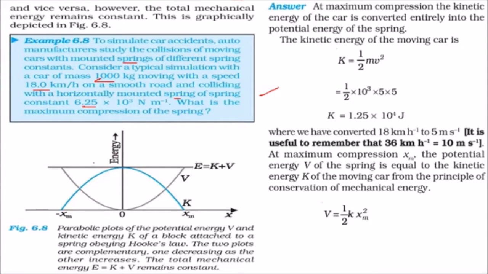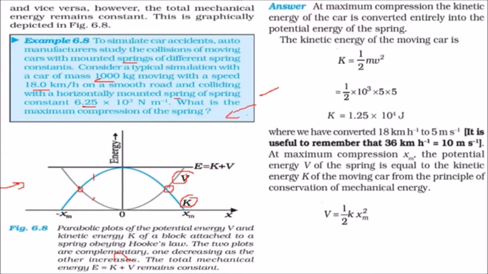This is a diagram. Before going ahead with the answer, let me tell you one more thing. This is the parabolic plot of kinetic energy, which depends on the velocity, and this is the potential energy, and these obey Hooke's law. Every time, when this is higher, this is lower, and they are both the same here. That means the total mechanical energy E equal to K plus V will always remain constant.